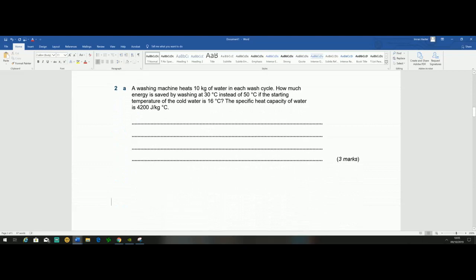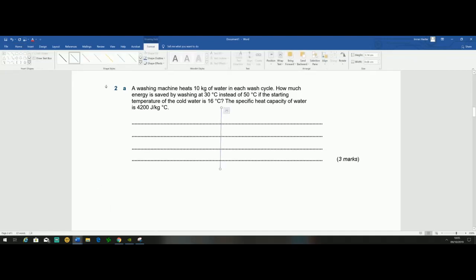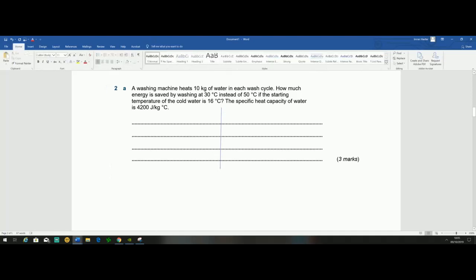Have a read of this question. Now the way I would answer this question, because it's a comparison question, it's saying how much more energy would you save by doing one versus the other. What I would do straight away is split the page down the middle. Okay, that's going to help separate my answer on both sides.